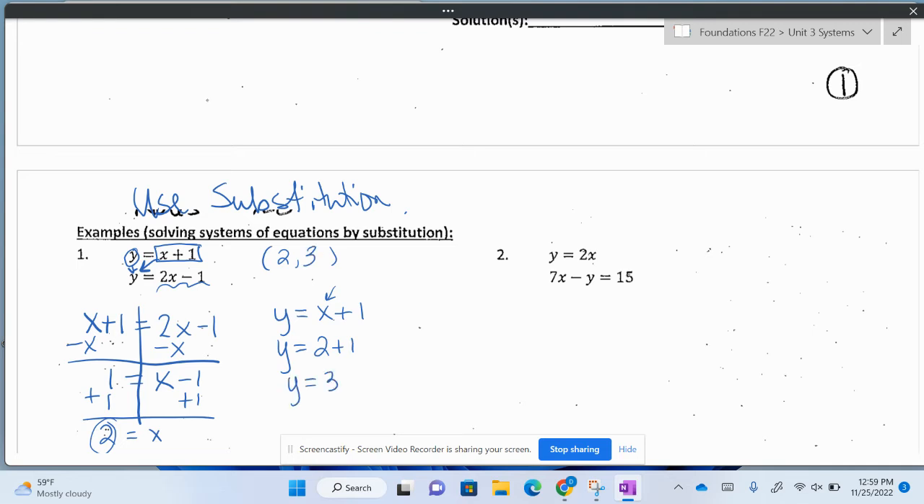Okay, you can do the check very quickly on this. Remember, if you're going to check, you just plug it back in to the original equations. 3 equals 2 plus 1, 3 equals 3. That works. And for the second equation, 3 equals 2 times 2 minus 1. 3 equals 4 minus 1. 3 equals 3. So we have solved this system using substitution.